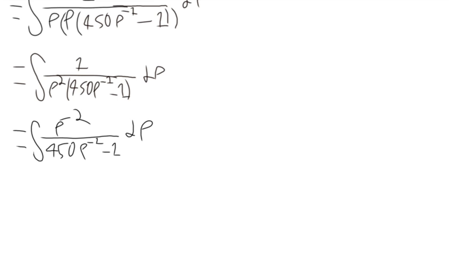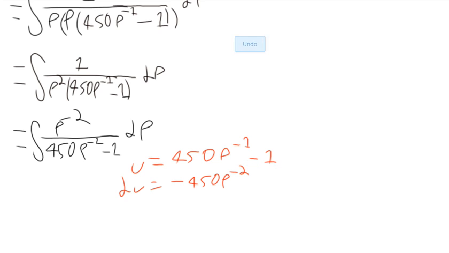And now I can basically do a u substitution. I will take u to be the denominator, 450 p to the negative 1 minus 1, and then du will be, well, you take the derivative of this, you do the power rule, you take the negative 1 to the front, and then subtract 1, so I'll have negative 1 times 450 p to the negative 2, and then the derivative here is just 0, so then we have the dp right here.